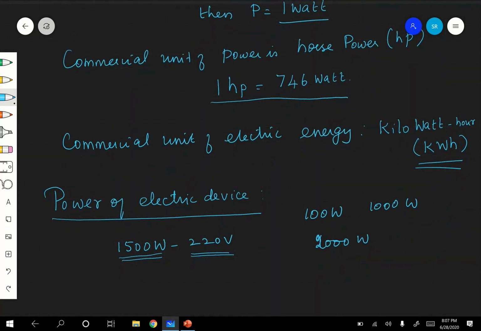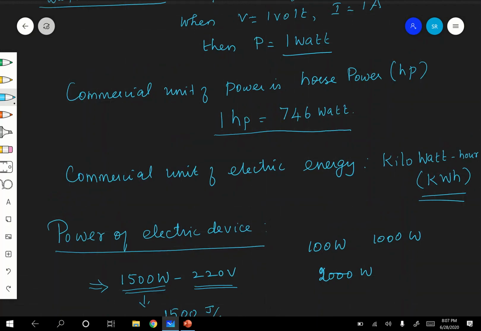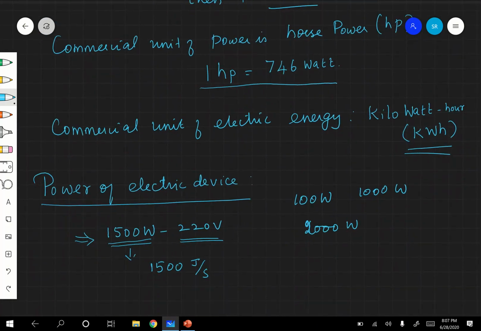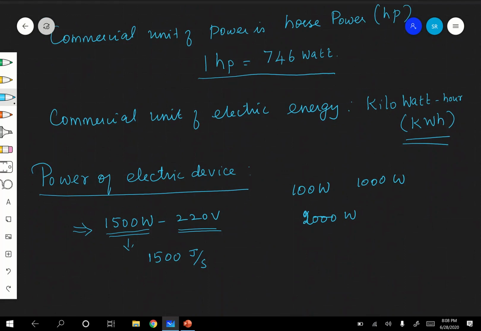What do you mean by the power of an electric device? See, an electric iron box has a power of 1500 watt at 220 volt. Therefore, what do you mean by that? It means that when you are using it, it is 1500 joules per second. Joule per second is only what is called watt, correct? Therefore, it is 1500 joule per second.